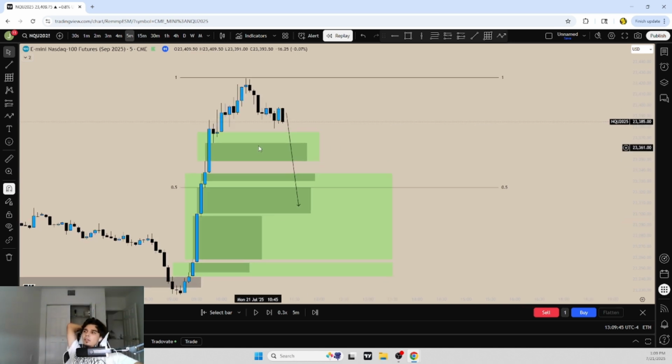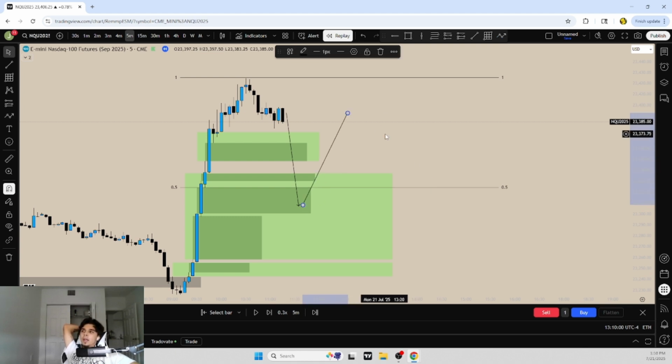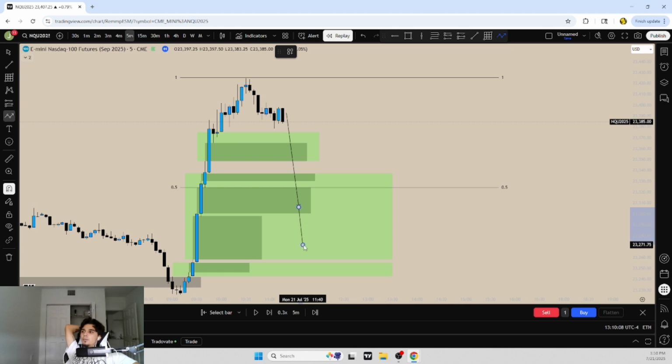So we come down and tap into this discounted gap. Now what can we look for right here? Well, we can look for a reaction. Why? We hit equilibrium, we hit a discounted 15-minute, and we also hit multiple discounted 5-minutes. Boom. So what can we look for? We can look for a reaction out of it. If we're not getting a reaction out of it, what else do we have below us? Well, we still have this fair value gap, right?